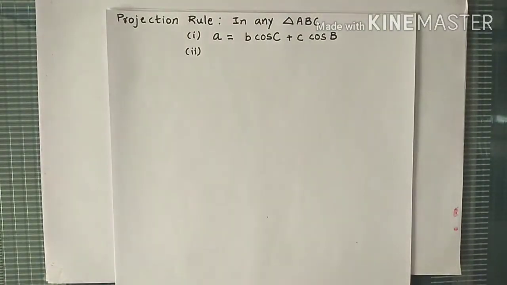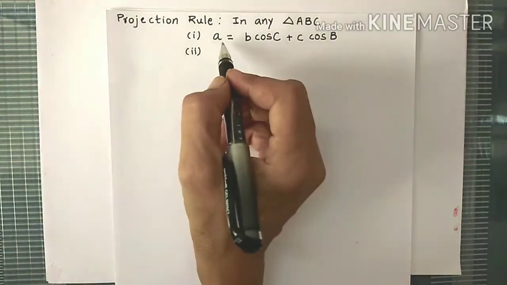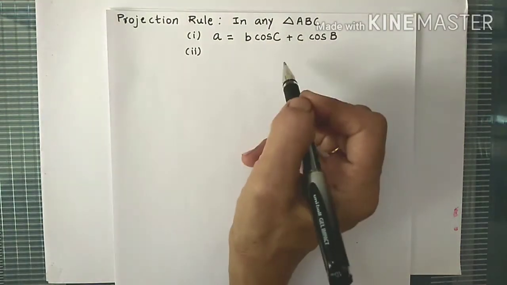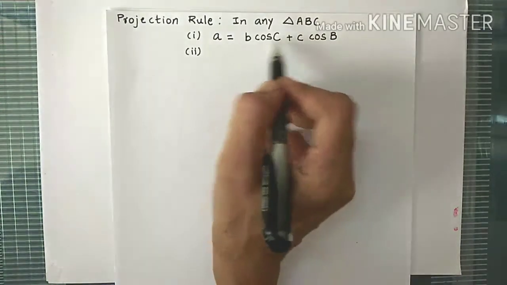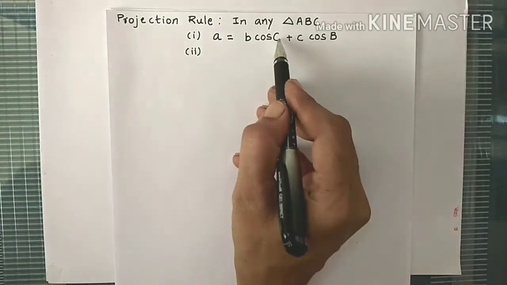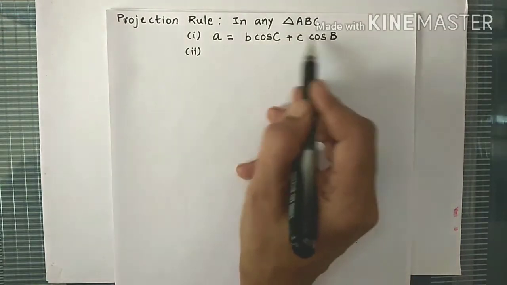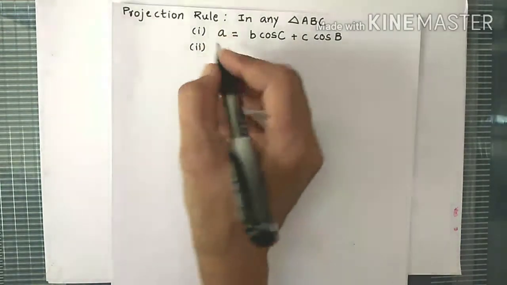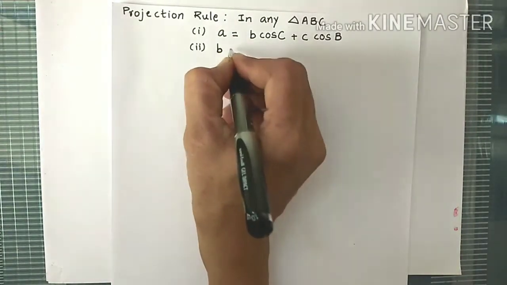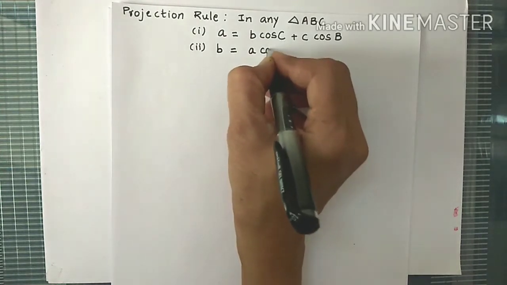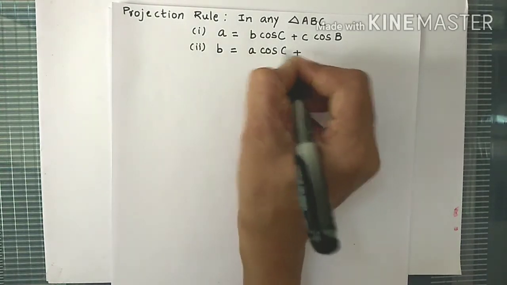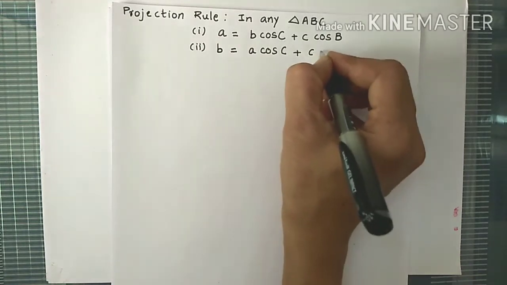Now let's study projection rule. First, let's see the statement of the projection rule. In any triangle ABC, small letter a equals to b cos C plus c cos B. So if it is small letter a, then a is in terms of b and c. So it is b cos C plus c cos B. So for the next term, interchange these two terms. So similarly, for b, the remaining letters are a and c. So write it as a cos C plus, now interchange the terms. So it becomes c cos A.